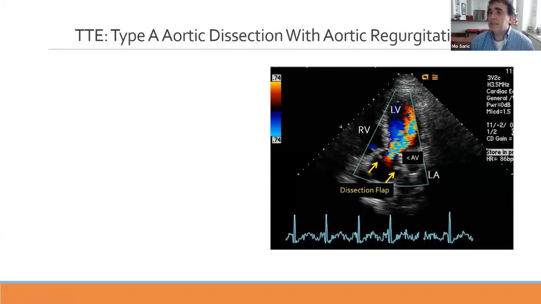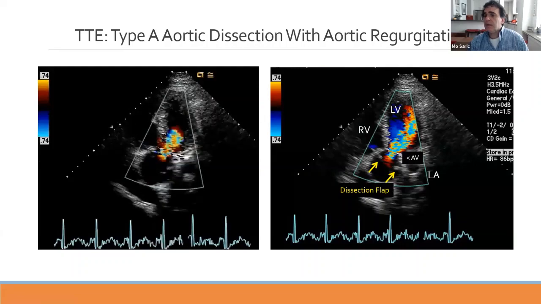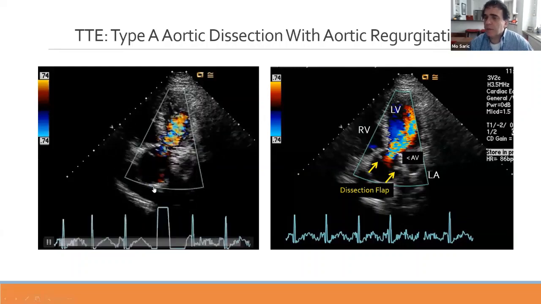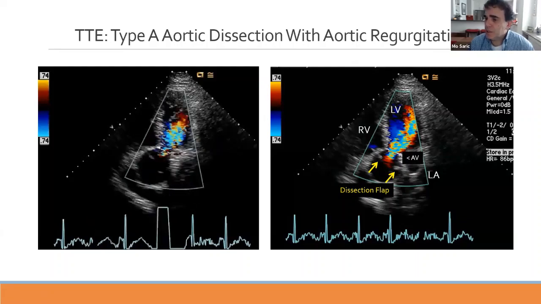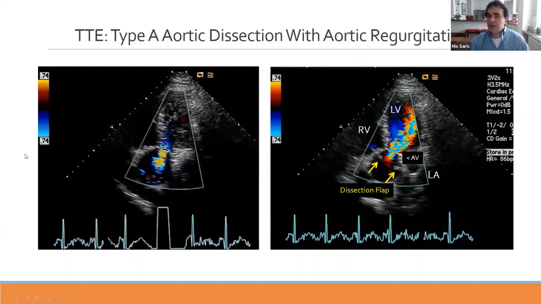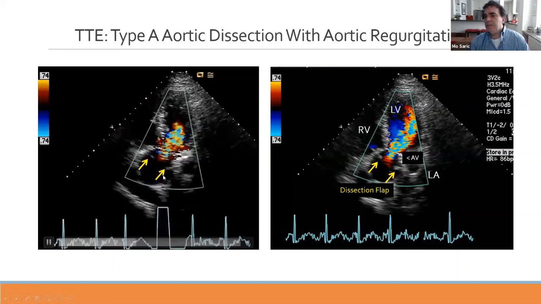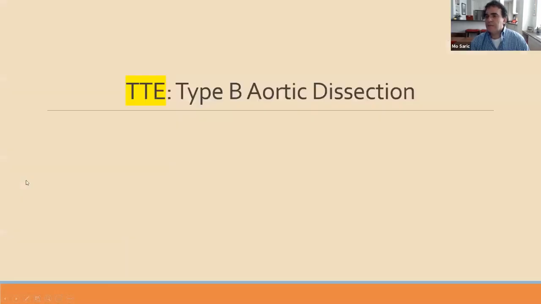In this case, it's a type A aortic dissection complicated by aortic regurgitation. You can clearly see it. The development of new acute aortic regurgitation should always raise a possibility of type A dissection unless a patient has endocarditis. Again, you can actually see that there is a dissection flap in the proximal aorta delineated by the two yellow arrows.